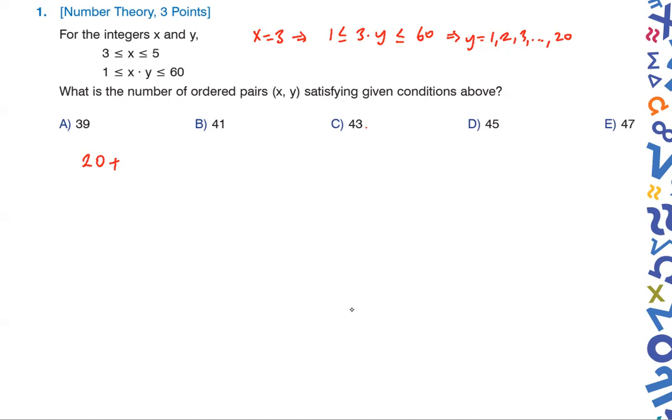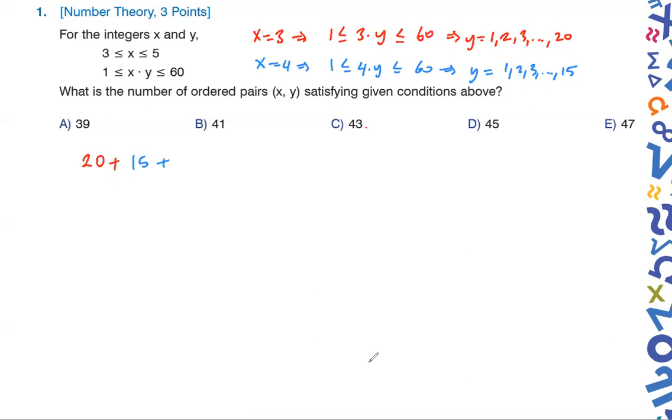So the second case, if x is 4 instead, because we can choose x to be 4 as well. Then the second inequality would be 4 times y is less than or equal to 60. And then y could be 1, 2, 3, 4, all the way to 15, because 4 times 15 is 60. So we have 15 numbers. That does also work now.